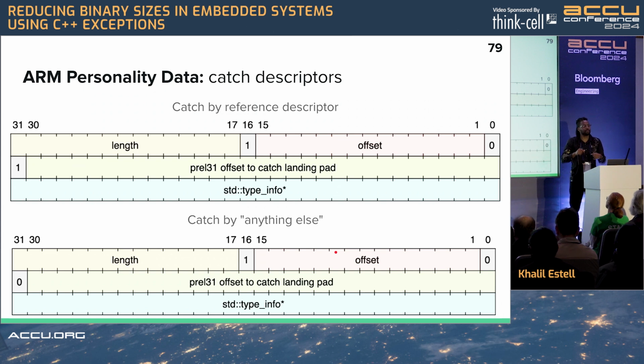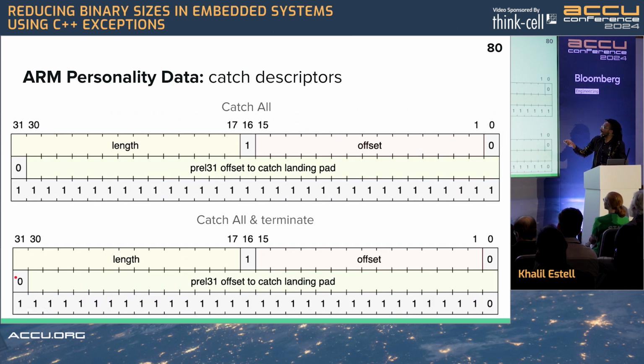So you just go, are you it? No. Is your parent it? No. Then you're not it. And then the catch pad just tells you where to move the pointer to the location of where the catch starts. That's what that offset does. Oh, and then the bit here on the left-hand side tells you if you're caught by reference, and the bit here tells you if you are caught by anything else, is what they state. And then there are some other weirder ones, such as catch all, which are all ones for the type info address, or all -1 for the catch all address.